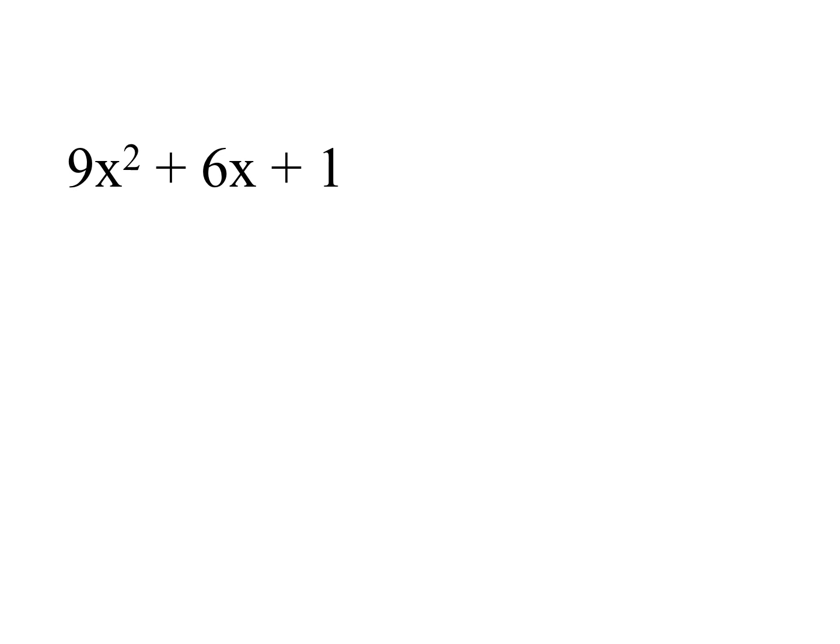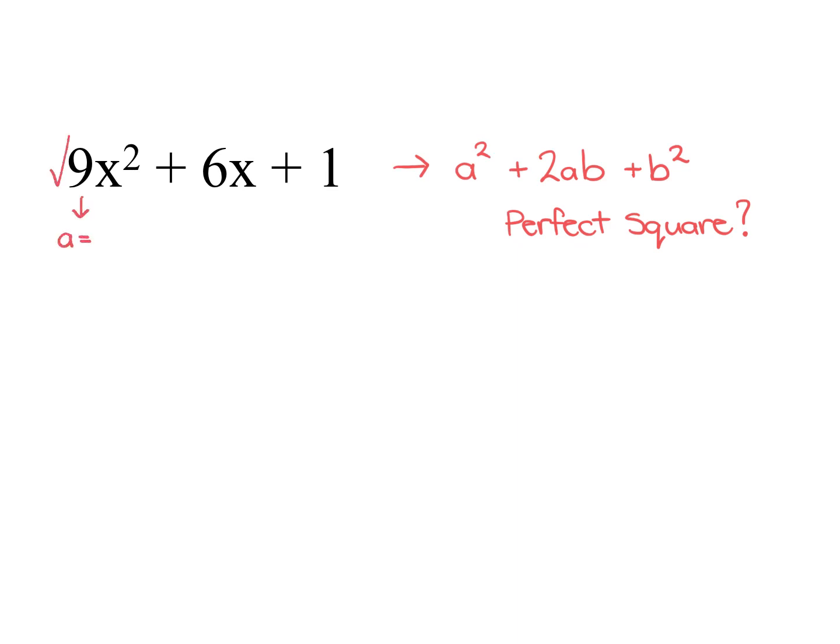Now, same thing for this question. You're going to start out by seeing if it's a perfect square. So to do that, we have to figure out our a and b. So a over here would be basically the square root of the first term, which is 3x. And b right here would be, well, the square root of 1 is just 1. Okay, we have our a and b. So let's see if this is actually in this perfect square format.